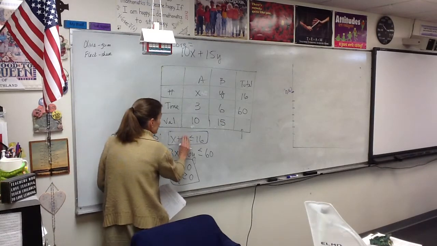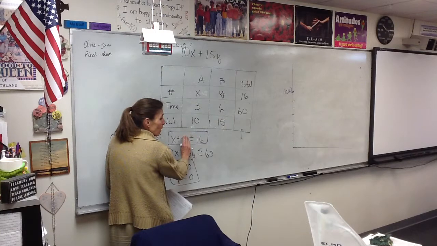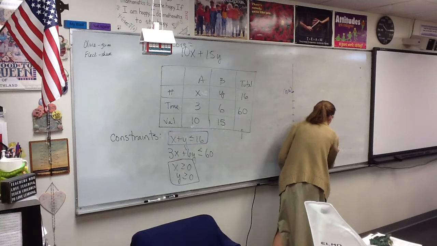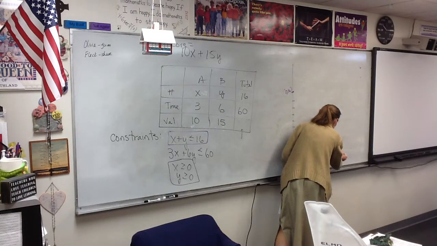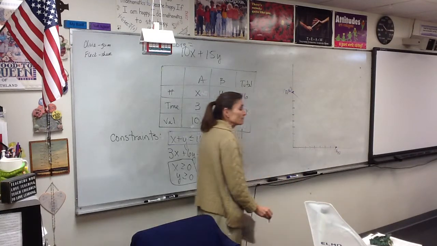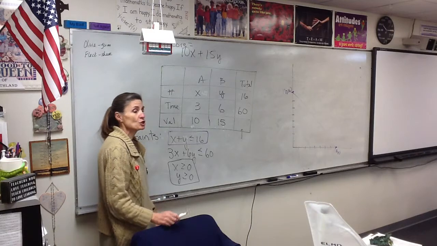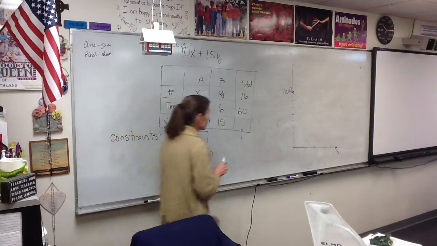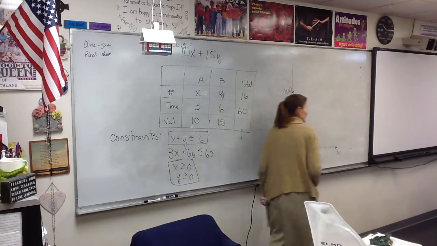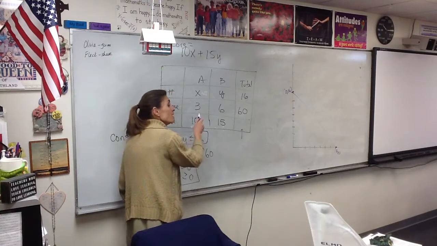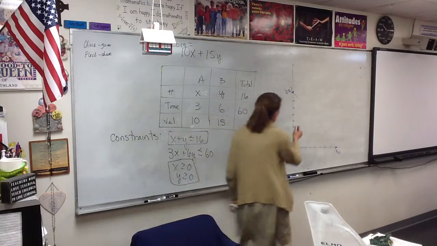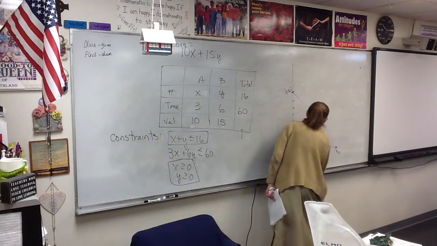Now, what if y is 0? What does x have to equal if y is 0? 16. So 1, 2, 3, 4, 5, 6, 7, 8. That's 16 comma 0. Now, connect those with a dot, or with a line, and shade. Now, we're either going to shade underneath in the triangle area, or we're going to shade out here. Looking at the sign in the problem, less than, that means below. So we are shading in this triangle area.